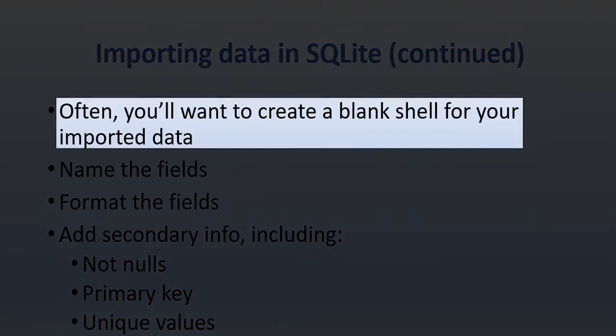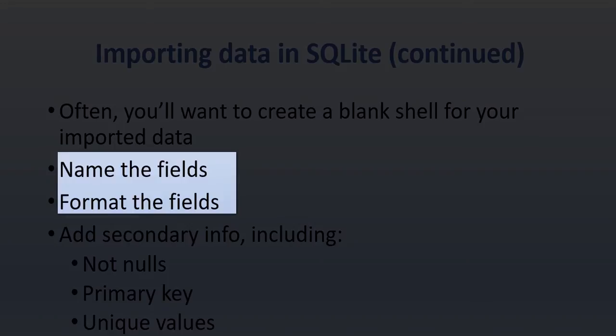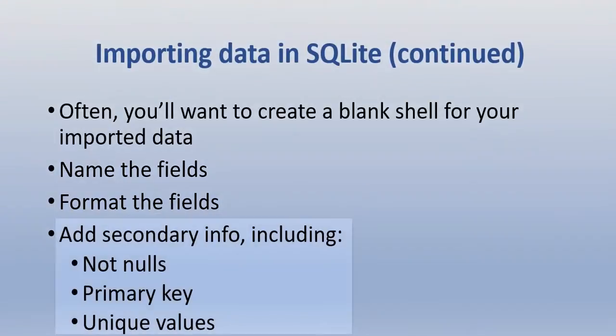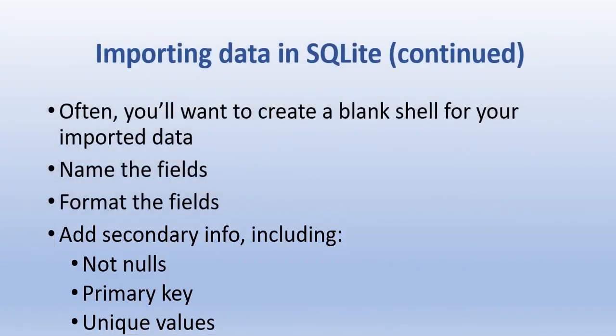Other things. Often, as we learned today, you want to create a blank shell for your imported data. And you'll fill out that shell with the names of the fields and the format for the fields, and you'll also add secondary information like not nulls, primary keys, which are those specific unique values that you have, and other values that may be unique throughout your data. So there are some highlights with importing data into SQLite.